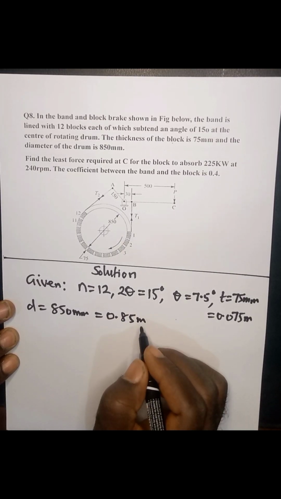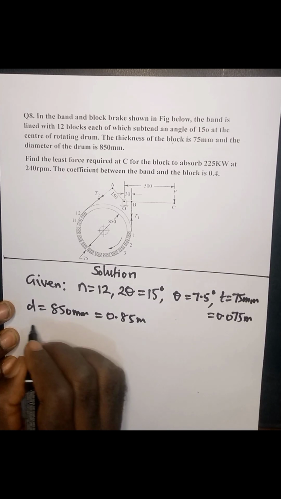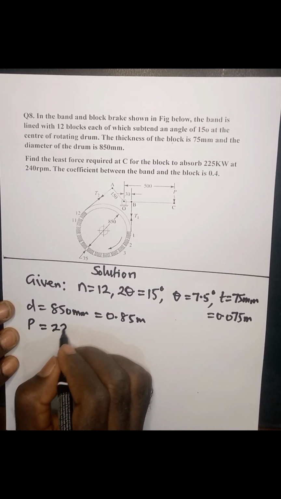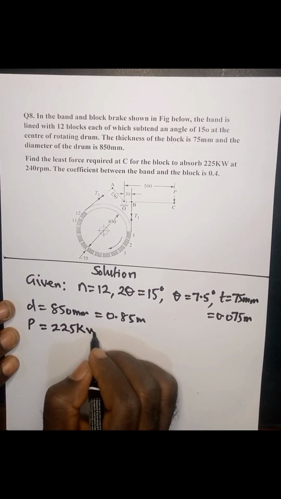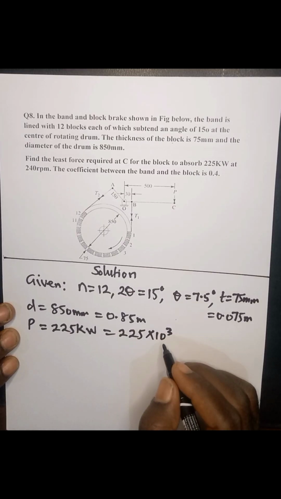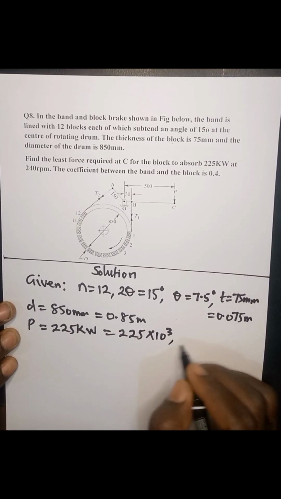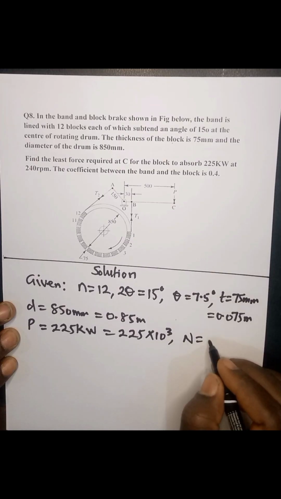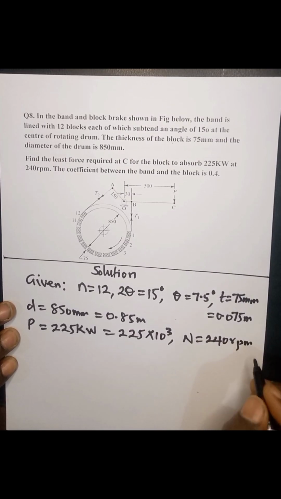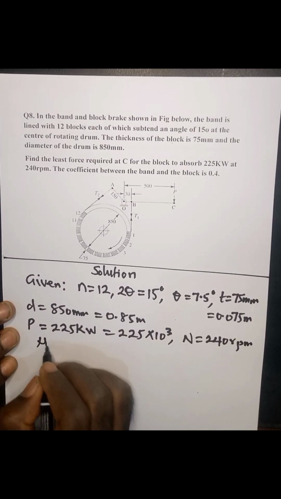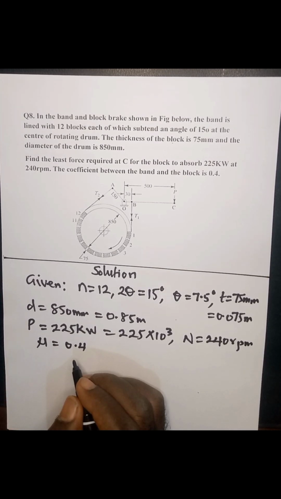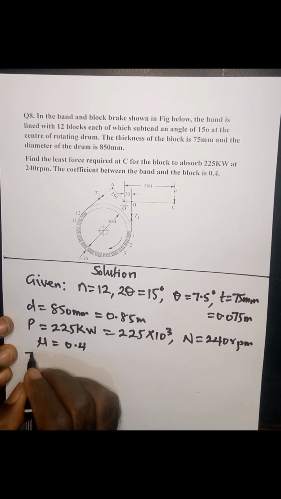Also, we're given the power to be transmitted to be equal to 225 kilowatt, which is equal to 225 times 10 raised to power 3 watts. Then we're given the speed of rotation to be 240 RPM, and we're given the coefficient of friction to be 0.4. Now let's begin.